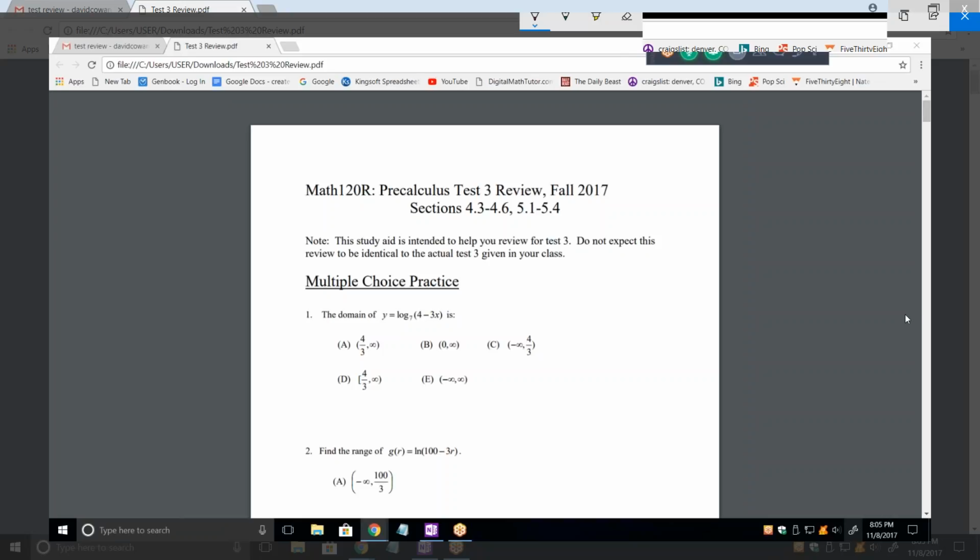So the domain for the argument of all log functions has to be greater than 0, not greater than or equal to, but greater than 0. So I'm going to write 4 minus 3x, that's the argument, has to be greater than 0. Solve that, you'll have the domain.